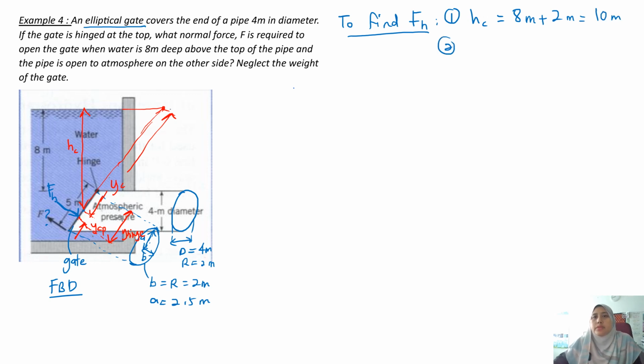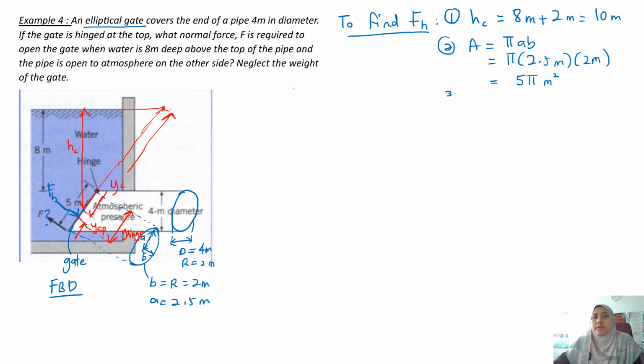And second step is to find area. So area of ellipse is given by pi AB. So pi times A is 2.5, B is 2. So you will get 5 pi meter squared.